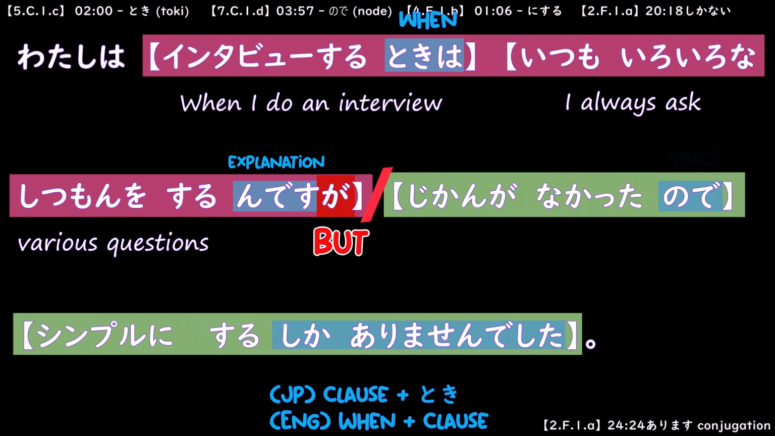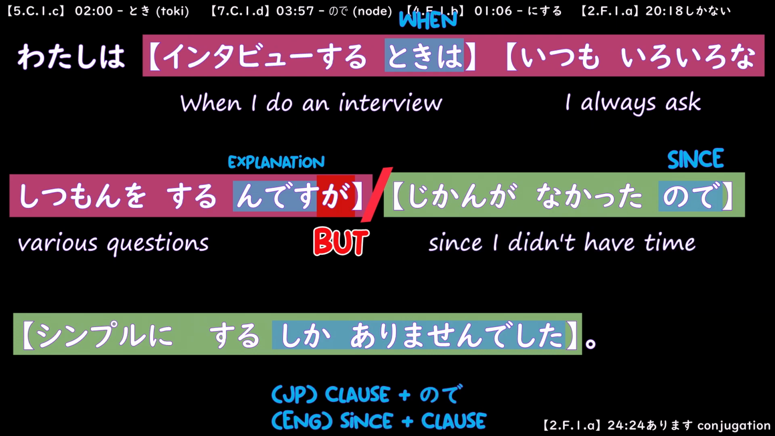You have a clause plus ので. So in English, it would be "since" plus clause. So, since I didn't have time. なかった comes from ある. It's the plain past negation. So, I didn't have time.